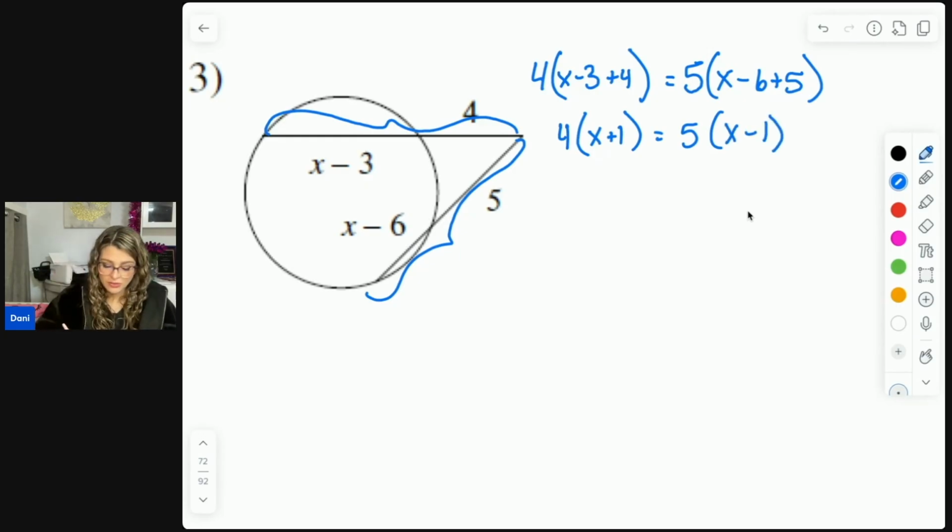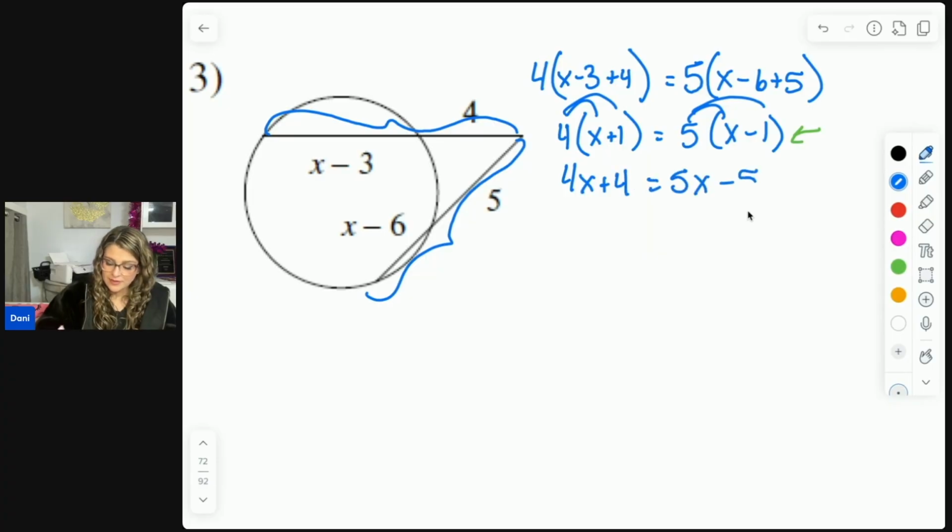So if you really wanted to, you could just straight up write that step. To each their own, whatever works for you. And now we are going to solve away. So let's do some distributing. If you need some equation practice, check out my algebra playlist. That'll hook you up pretty good with equation solving. So we distribute: 4x plus 4 equals 5x minus 5. Now we are going to solve.